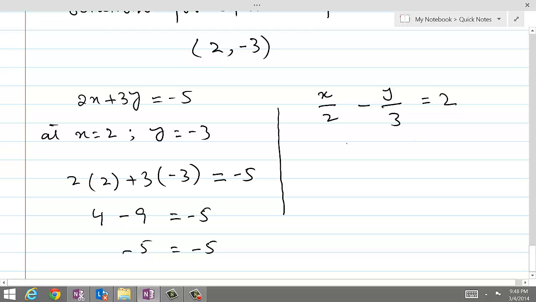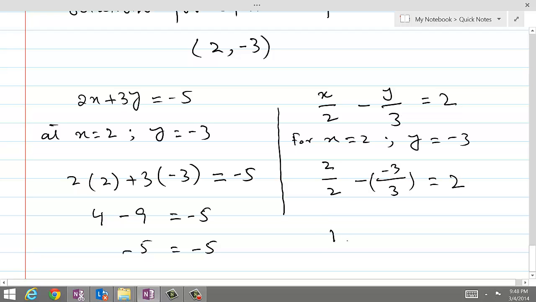And let's take a look at what is happening with the second equation. Instead of x, we're going to substitute. So for x equal to 2 and y equal to minus 3, what we have is 2 over 2 minus, instead of y we have minus 3 over 3 equal to 2. You can see that there is a negative sign in front of another negative sign. So 2 will cancel with 2, 1, and then plus 1 is equal to 2. 2 is equal to 2, that is also true.